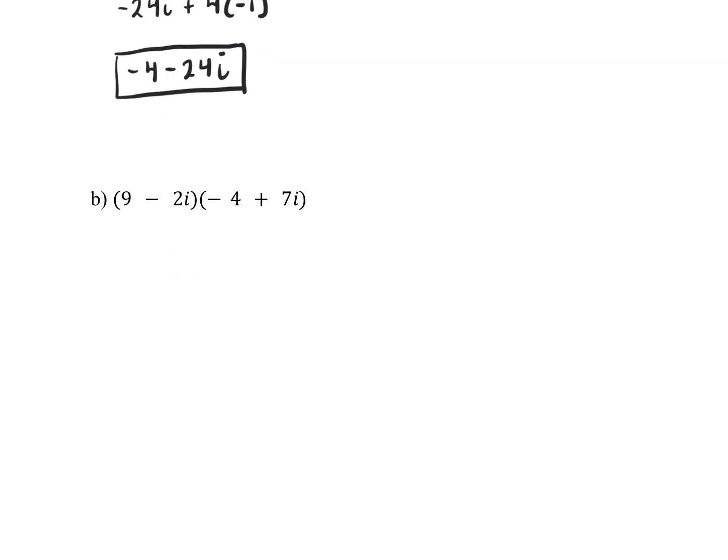All right, now we have a binomial times a binomial, two complex numbers. We're just going to FOIL it out, just like we would any other two binomials. So we'll do our first term here times our second binomial. So we have -36 plus 63i.